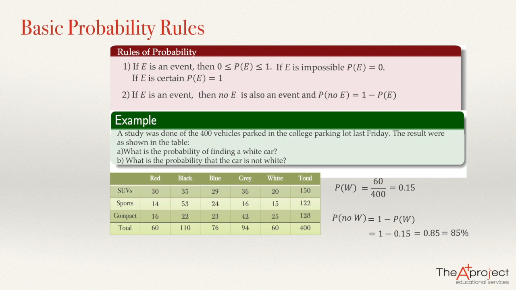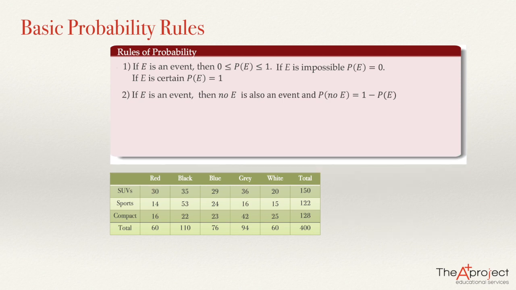Okay, let's see another rule of probability. If A and B are mutually exclusive events, then the probability of A or B will be the probability of A plus the probability of B. And this is included in the definition of probability. So this is already a rule.